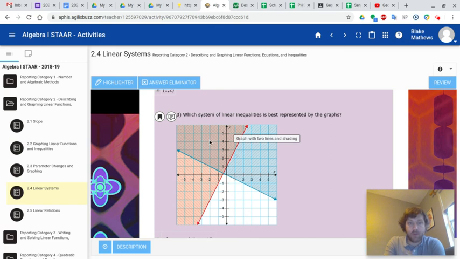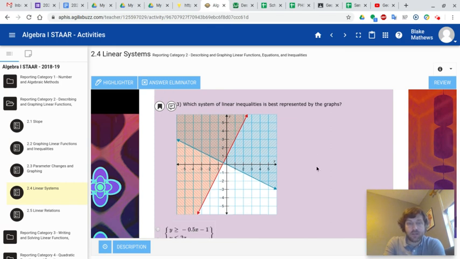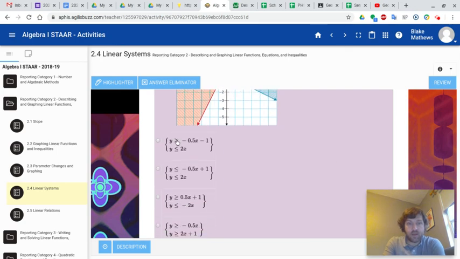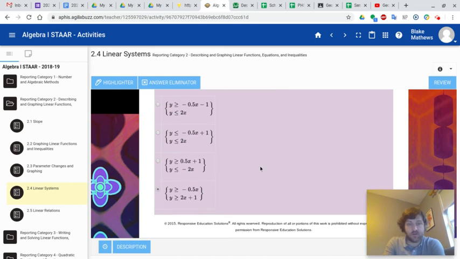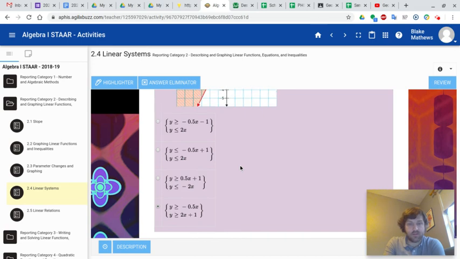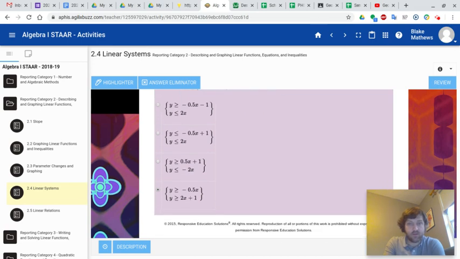So that means that both graphs need to have an inequality symbol that shows greater than. So here we have greater than, but then we have less than. So that can't be it. Less than, that can't be it either. Greater than, less than, that one can't be it. So it has to be answer choice D, the last answer choice. And that is all for lesson 2.4.